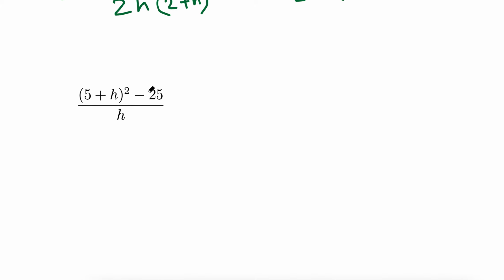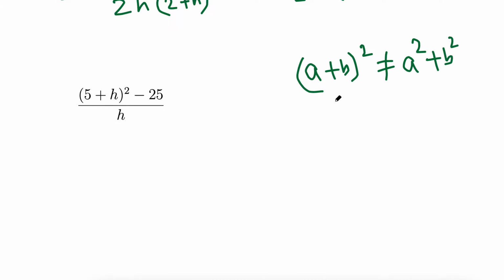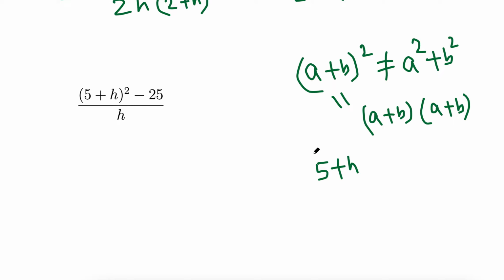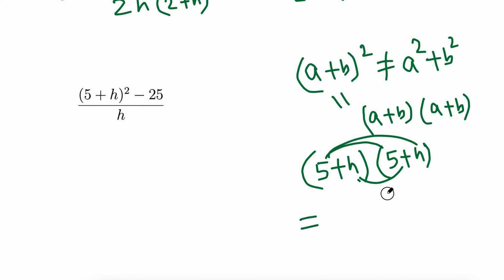Here we got pi plus h squared minus 25 over h. Simplify means, okay, now we have two options for the top. When we have a plus b quantity squared, this is not simply a squared plus b squared. What is this then? We need to multiply a plus b by itself. So pi plus h quantity squared means pi plus h times pi plus h, first, outer, inner, last, or we sometimes say FOIL, just multiply.